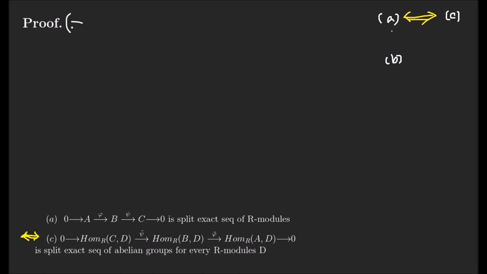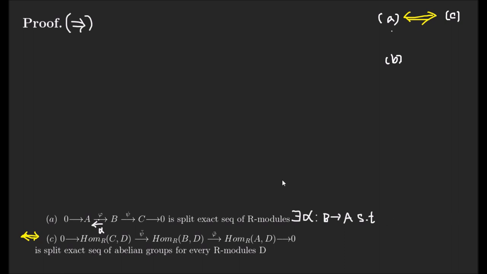Let's prove this statement, this direction. Because this is a split exact sequence, by the weak definition of the equivalence relation of split exact sequence, clearly there exists a map from B to A, call it beta, such that alpha and phi is identity.